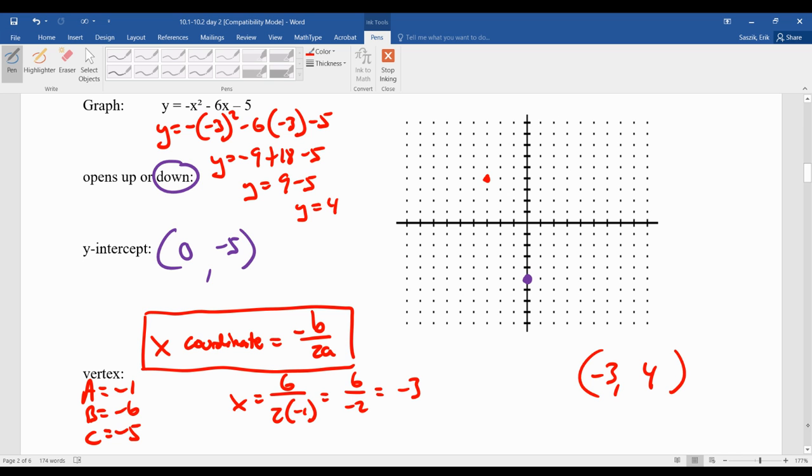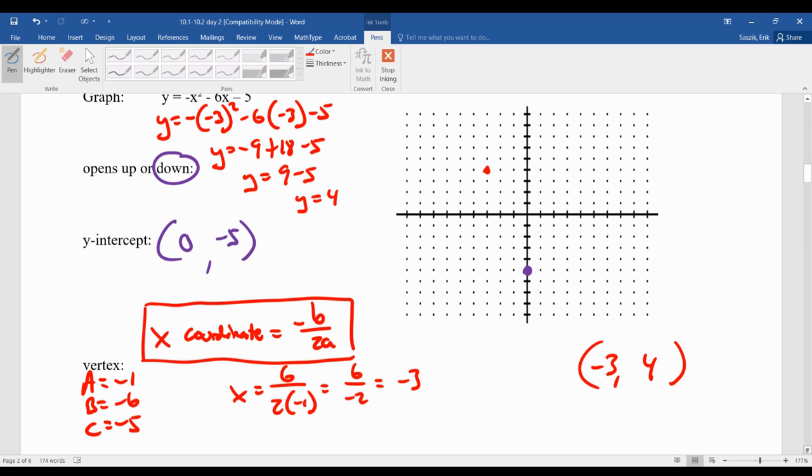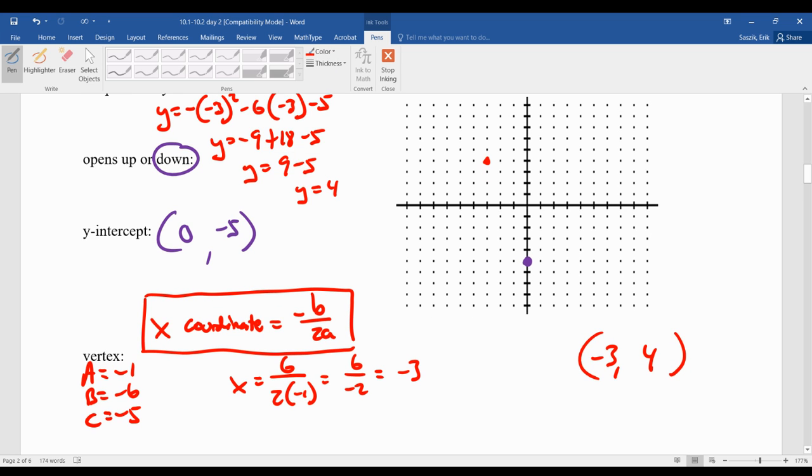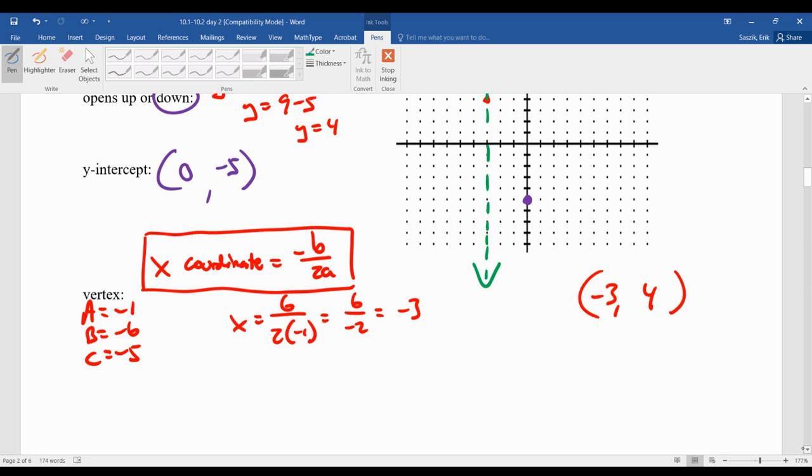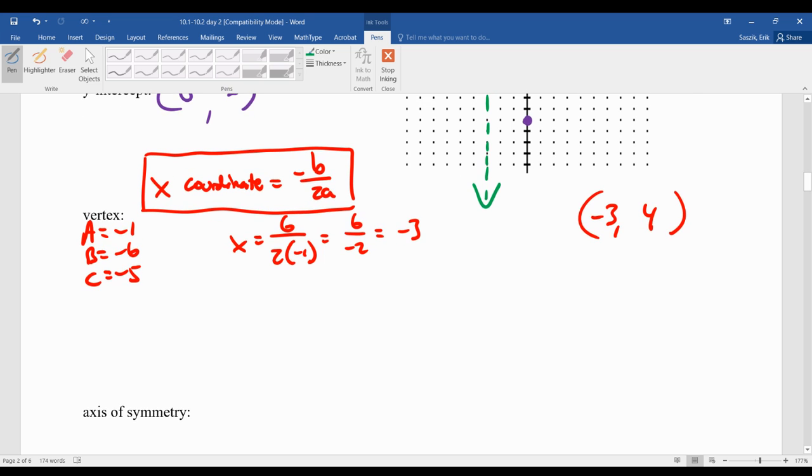We only have 2 of the critical points. So my axis of symmetry would be that. Okay. And remember, that goes through the x value of the vertex. So the equation of that is x equals, I know this would be x equals negative 3. These two numbers always match. If they don't, you messed up. Okay.